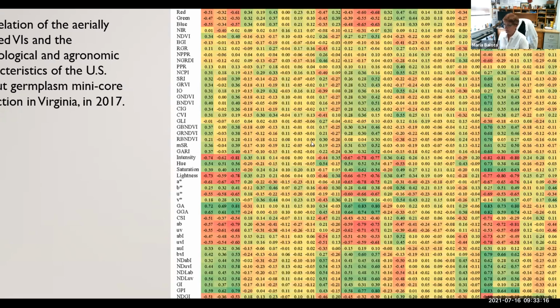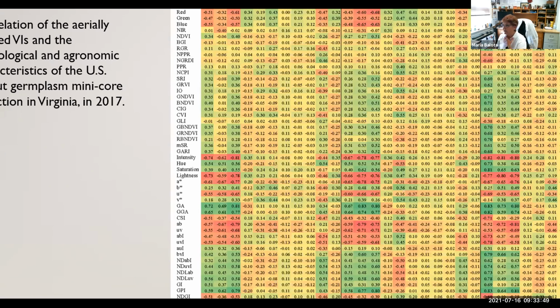But the colors here show red color, negative relationships, and green color, positive relationships, and the intensity of the color shows how intense the relationship was. The association was higher, in some cases close to 0.9 coefficient of correlation. The yellow colors are showing not so much association.